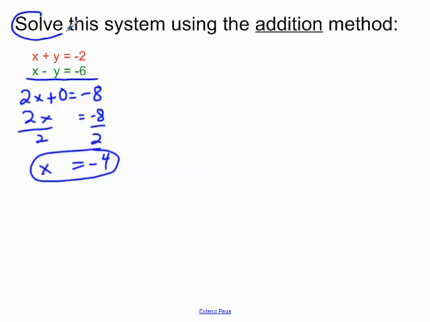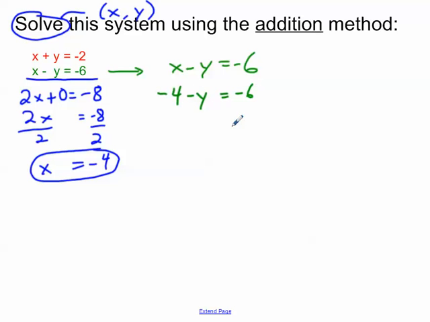Remember, if it says solve, it says tell me what x and y are, because we've got a system of equations. System means we've got an x and a y. So don't just stop here. Now we take our x equals negative 4 and plug it in any of these equations. I suppose we could take it into the green equation and say, all right, well, I'm going to start with my x minus y equals negative 6. Plug in my x equals negative 4. Negative 4 minus y equals negative 6.